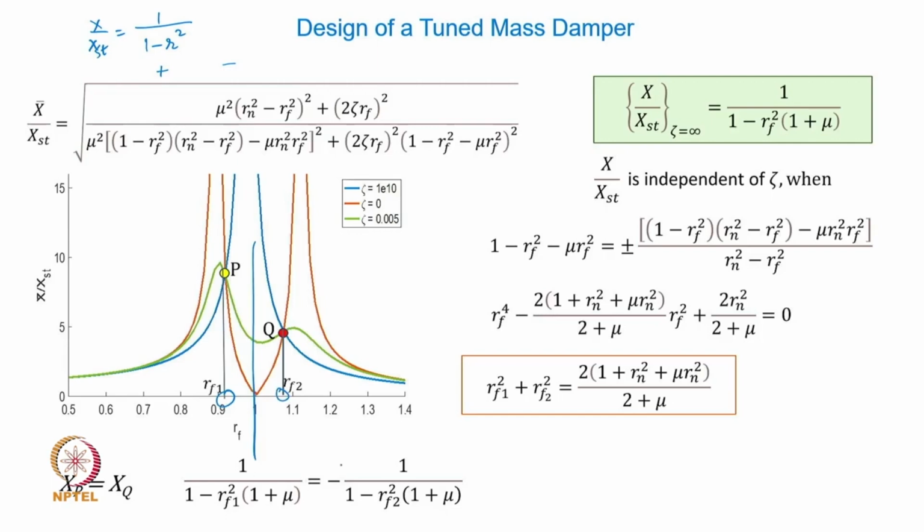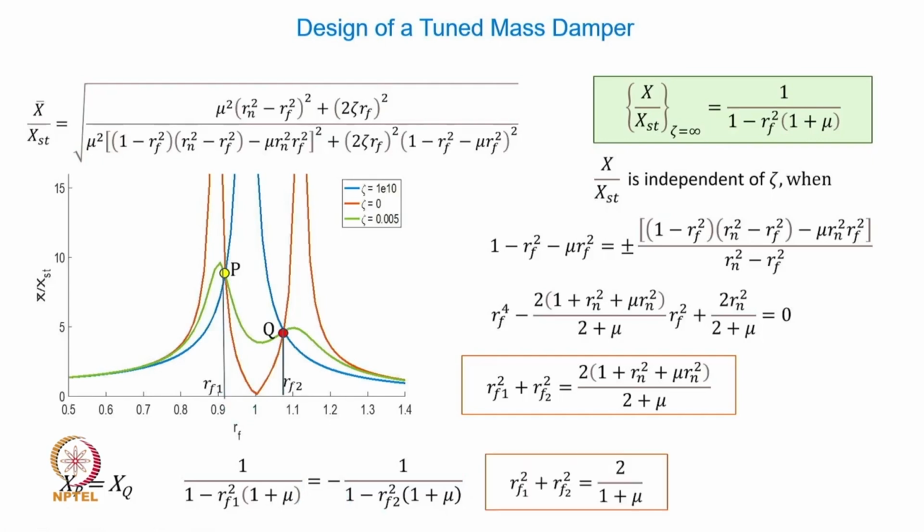So when you compare these two expressions for the response, this one for the response at point p and this one for response at point q, okay, of course using frequency ratio rf2 for this point and frequency ratio rf1 for this particular point. Okay. Now if you equate these two expressions for the two responses at point p and q, and solve this, cross multiply and solve, you get summation of the square of rf1 and rf2 to be given by this expression.